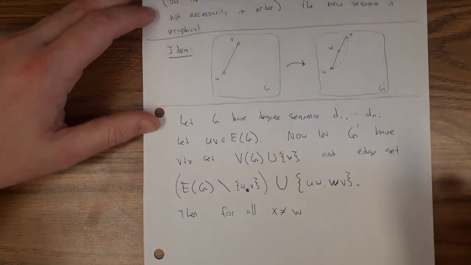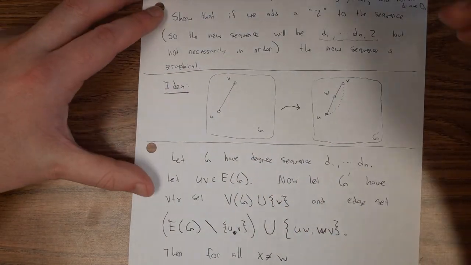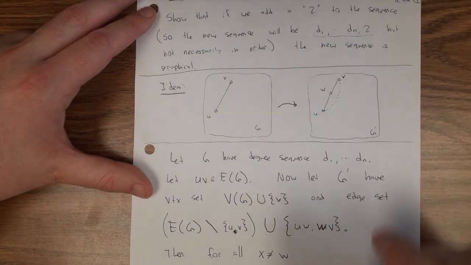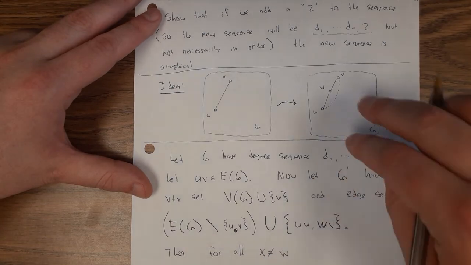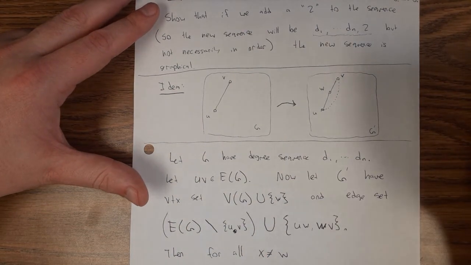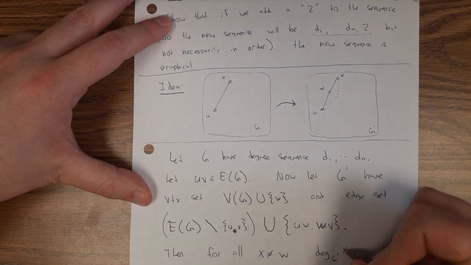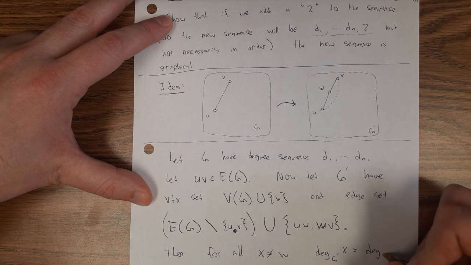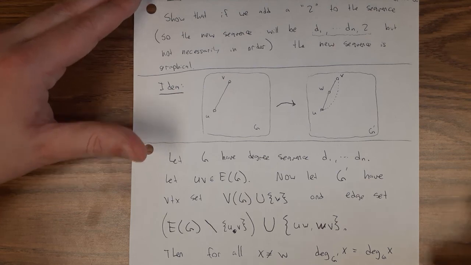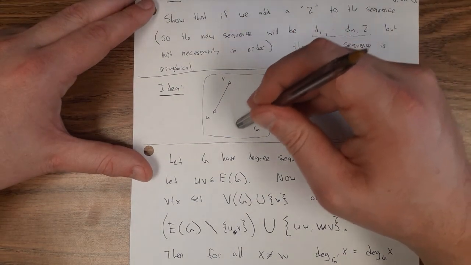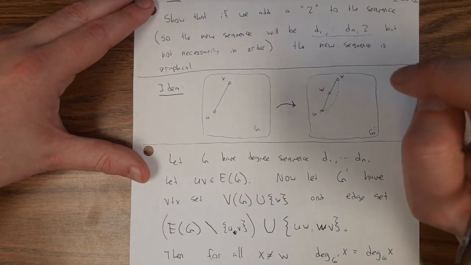Then I'm just going to verify that this has the same degree sequence as the original one, but with an extra 2. W is the vertex of degree 2, and the first thing I'm going to say is for all the vertices except for W, they just have the same degree that they had before. The degree in G prime of X equals the degree in G of X. And that's just because if we're talking about a vertex other than U and V, then of course that degree didn't change because we didn't change anything out there.